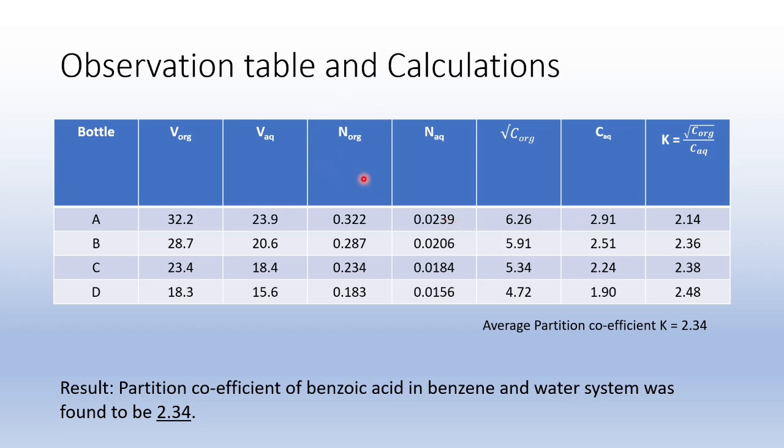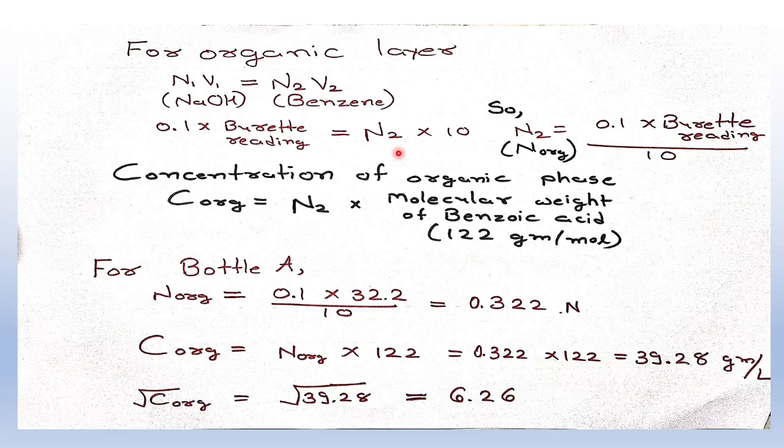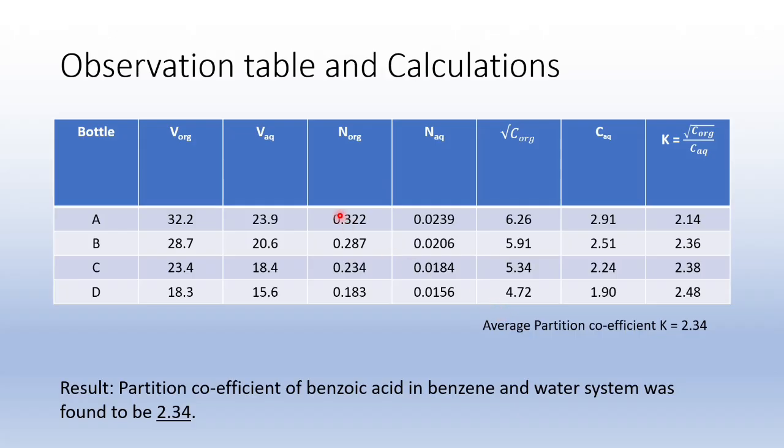First, we will calculate the normality of the organic layer. To calculate it, we will simply use the equation N1V1 = N2V2. We used 0.1 normal NaOH, so we'll write down 0.1 here, and write down the burette reading here to calculate the normality. So the normality of the organic layer is equal to 0.1 into burette reading divided by 10. And to find the concentration of the organic layer, we will simply multiply this normality with the molecular weight of benzoic acid, which is 122 gram per mole. Here we have calculated the normality for bottle A mixture, which is mentioned here in the table.